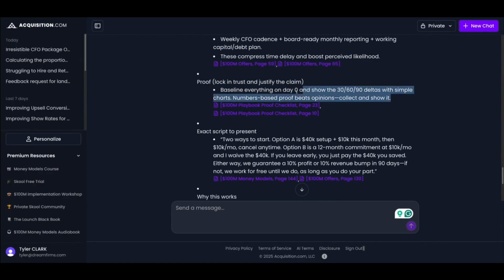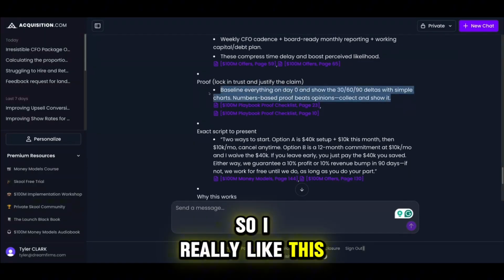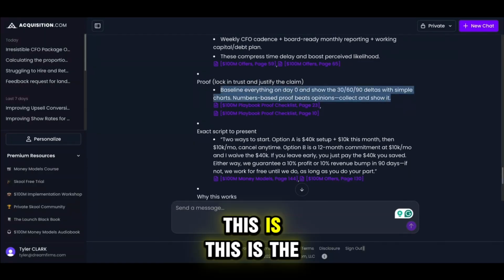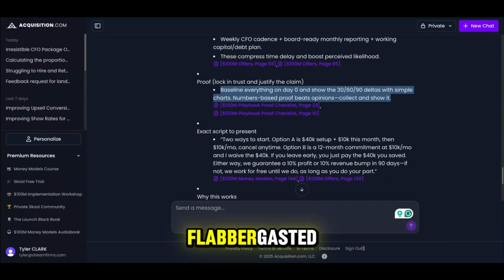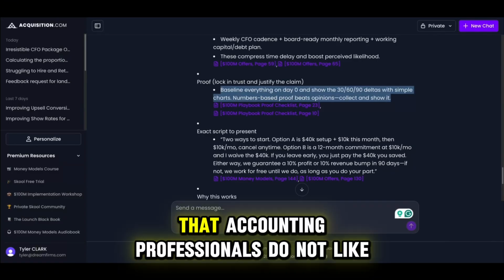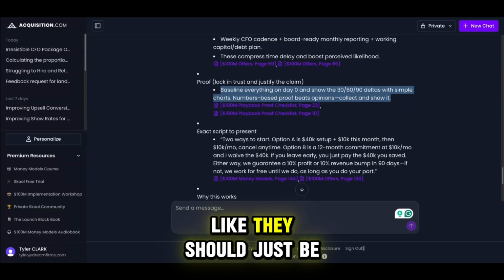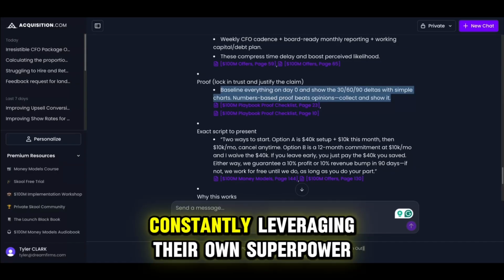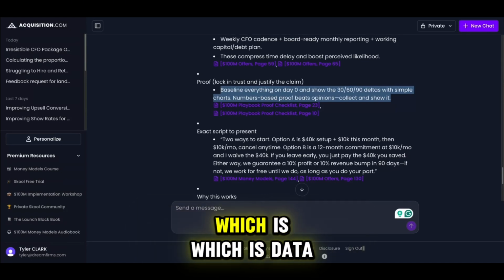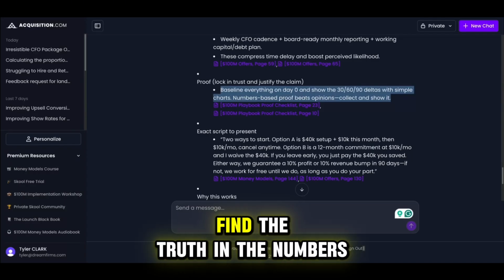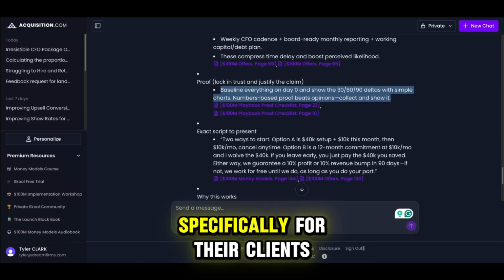Proof. So I really like this. This is the one thing that I am flabbergasted that accounting professionals do not wield like a sledgehammer. Like they should just be constantly leveraging their own superpower as much as they possibly can, which is data, which is using numbers, which is being able to find the truth in the numbers, specifically for their clients.